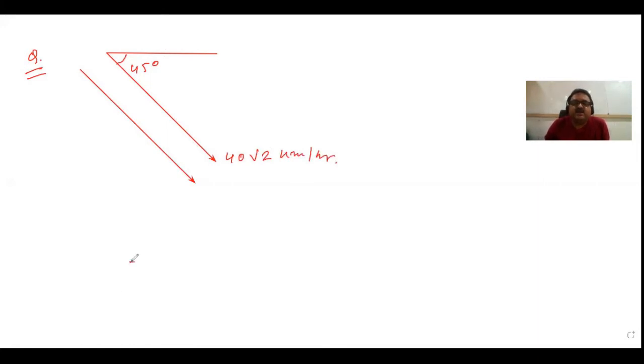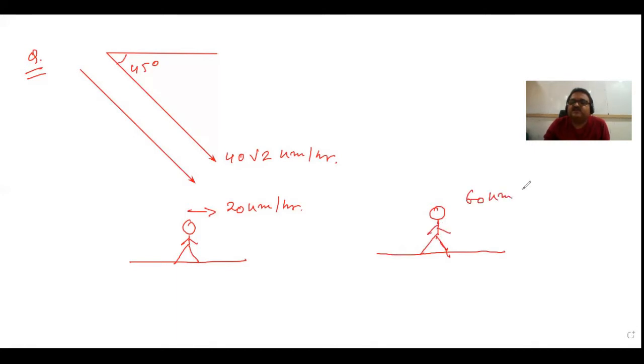Now a man is running with a speed of, say for example, 20 kilometer per hour. Clear? Okay. Now, after certain time, the man starts running with a speed of, say for example, 60 kilometer per hour. This is situation 1, this is situation 2.